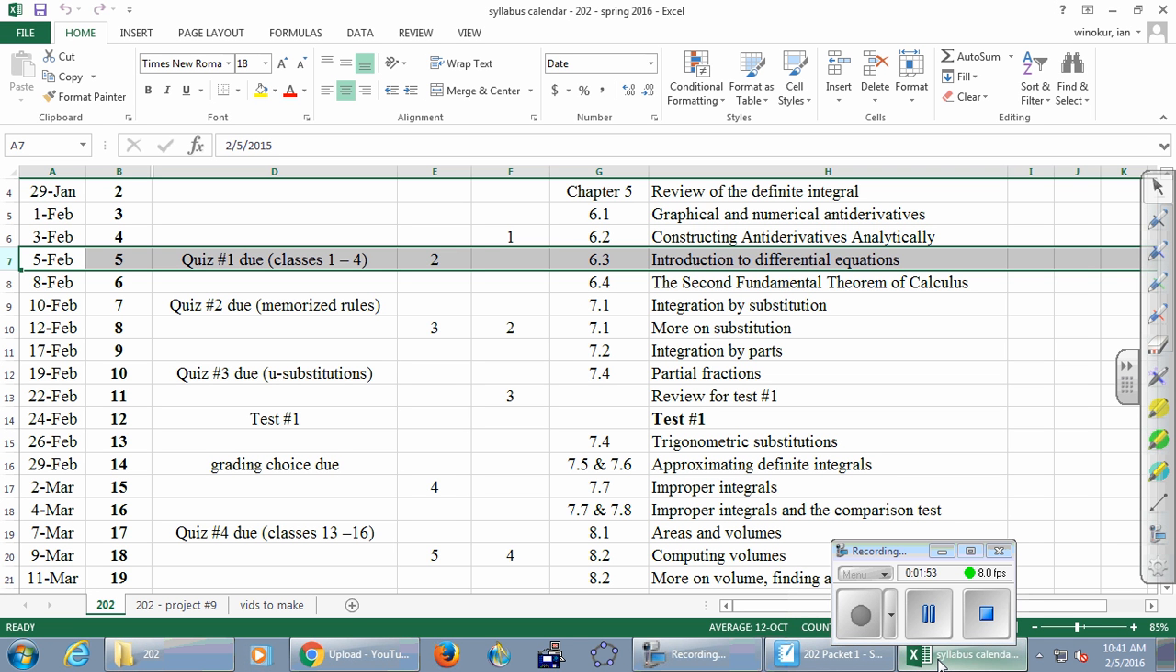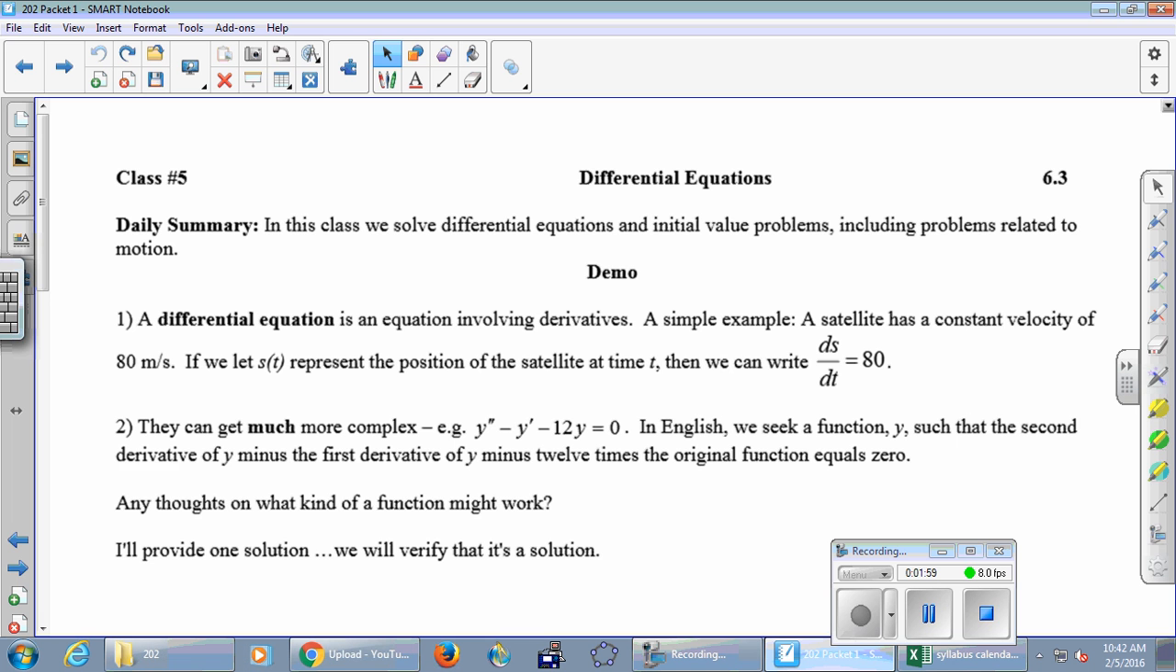All right, so today is our introduction to differential equations, and I think that is all we need to say about that. So we're starting here at the top of page 45. In this class, we solve differential equations and initial value problems, including problems related to motion. So there will be some connections between the stuff we do today and the stuff you did in your physics class about projectile motion, which was probably very early in physics last semester if you took 111 here.